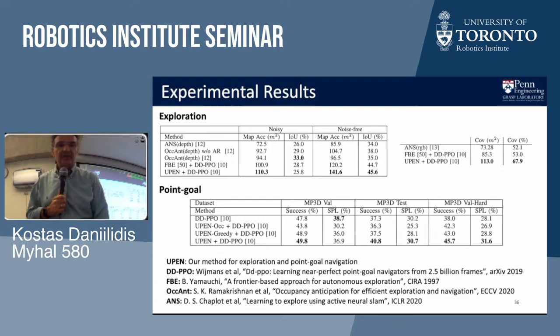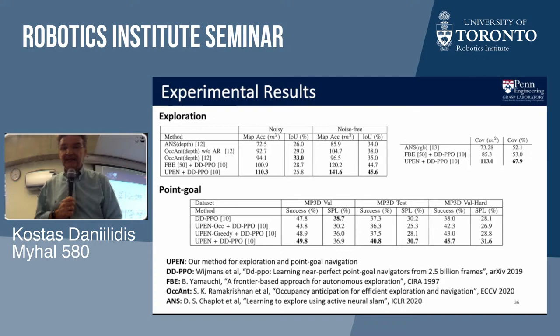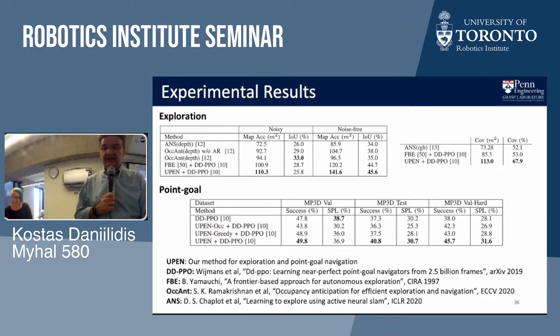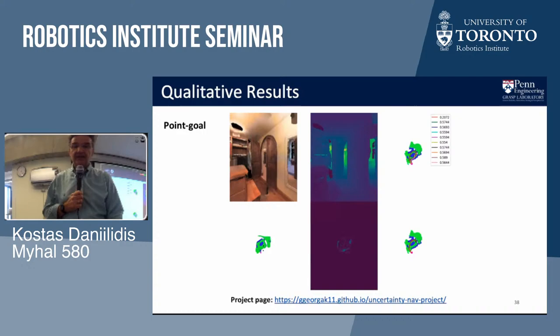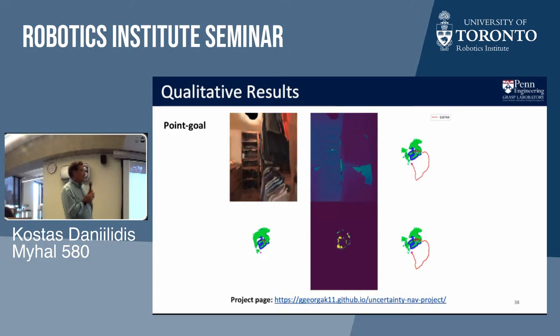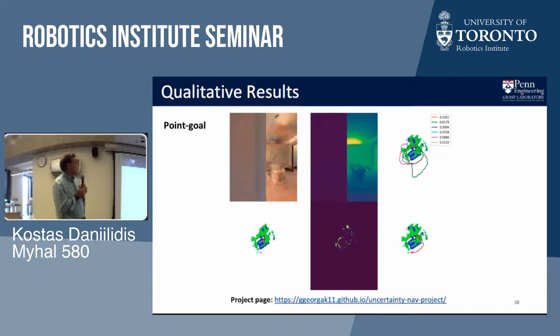I think I'm gonna skip this. You can read it in the paper. For reaching the goal, we apply DDPPO, which is the learning near perfect point goal navigation. And I think I'm gonna go. So this is a video of what we see. This is what the robot sees, and this is for the point goal problem without semantics.